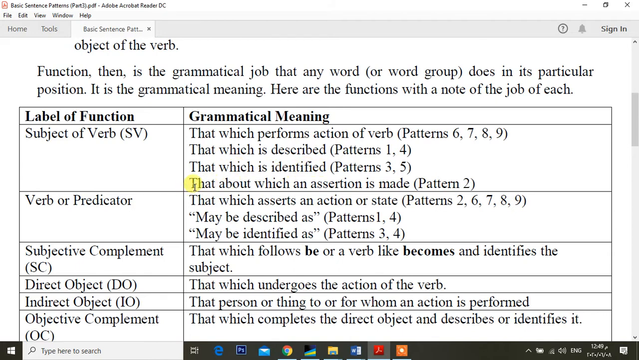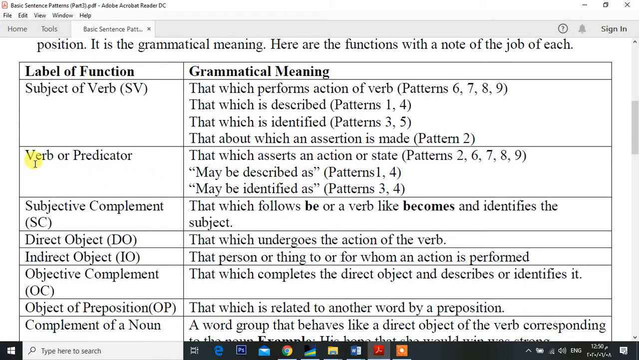The fourth one, the label of function is also the same, subject of the verb, but the grammatical meaning or the function itself is different. Here, that about which an assertion is made, and it is found in pattern 2. For example, the girl is here. That about which an assertion is made. The subject here, the girl, is that about which we make an assertion, that she is here.